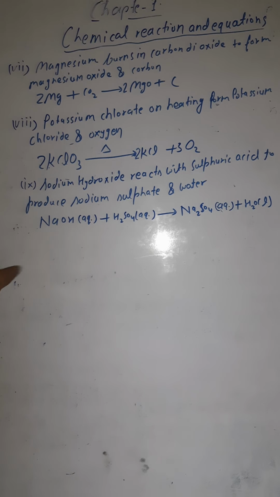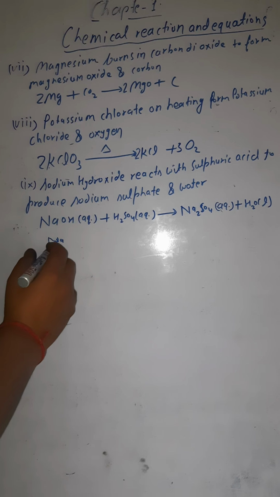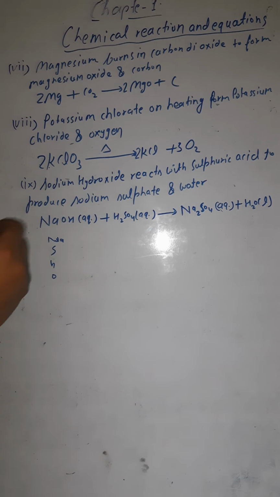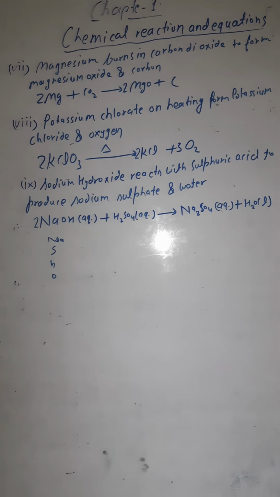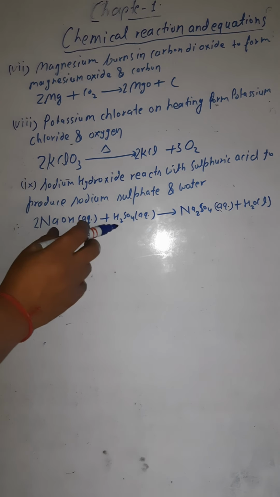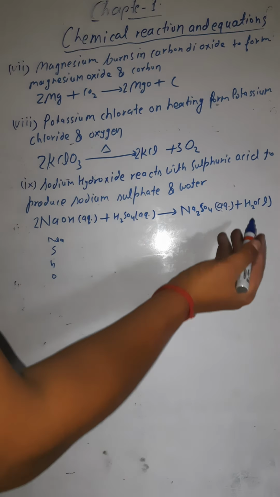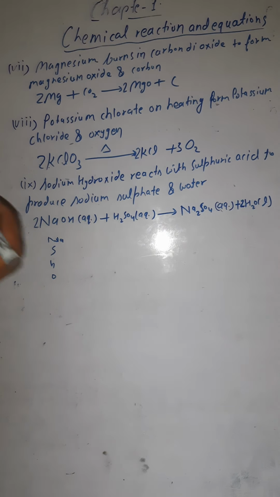Okay, so now try to balance this. First we will balance sodium, then sulfur, then hydrogen, then oxygen. Sodium: 1 atom and 2 atoms, so multiply here by 2. Sulfur: 1 atom here and 1 atom there, no problem. Hydrogen: 2 atoms here and 2 atoms there, so 4 atoms on the reactant side and only 2 on the product side, so we need the coefficient 2. So hydrogen is 4 here and 4 there.